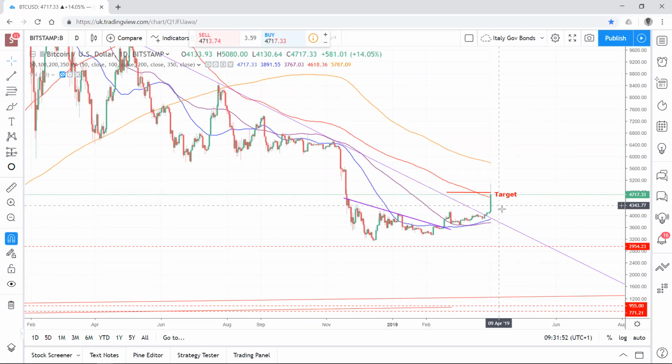Even if we do break down, there's quite a lot of areas. This line here is a strong resistance line, which can also act as support. So if we do start to break down, we could catch around here and back up. But initially, I'm just keeping an eye on the 200-day moving average, to see whether we can settle above that for a few days. If we can, then I'm looking at the 5787 as a potential target.